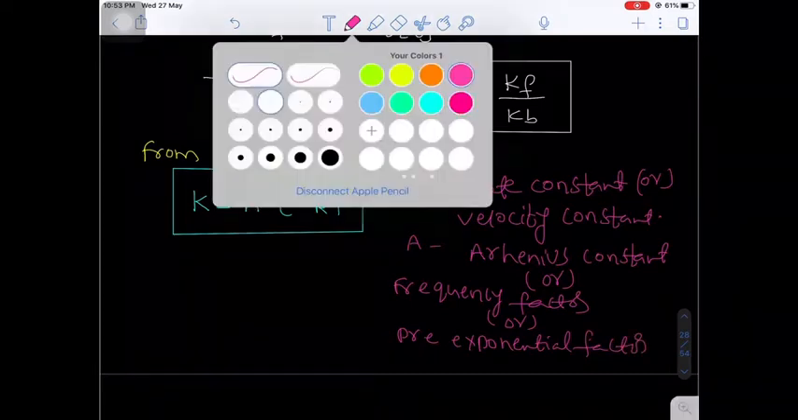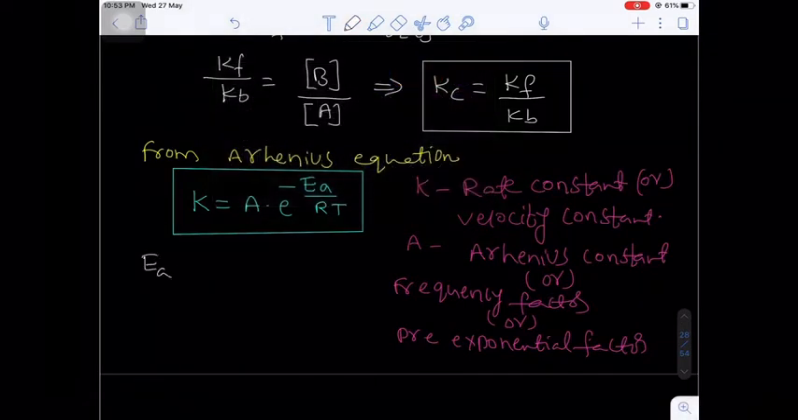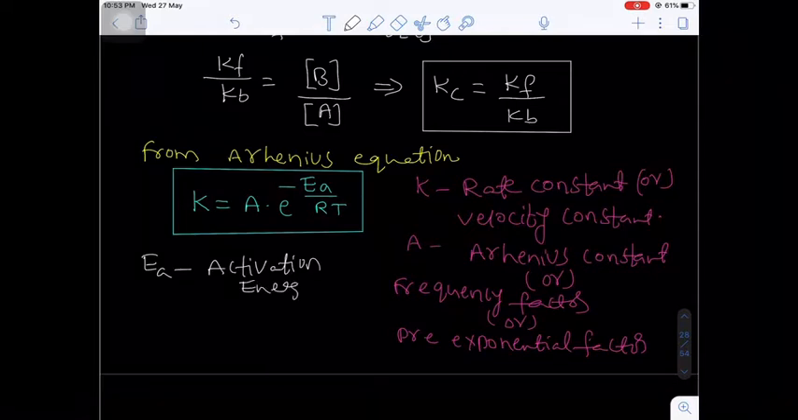Okay. Now what is the EA? EA corresponds to activation energy. What is the definition of activation energy? For any reaction to take place, at least some minimum amount of energy is required. So the minimum energy required for any reaction to perform is known as what? Activation energy. Are you getting my point?